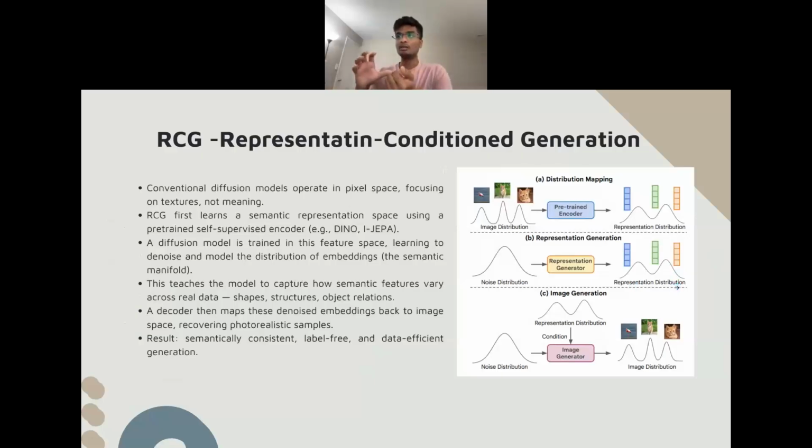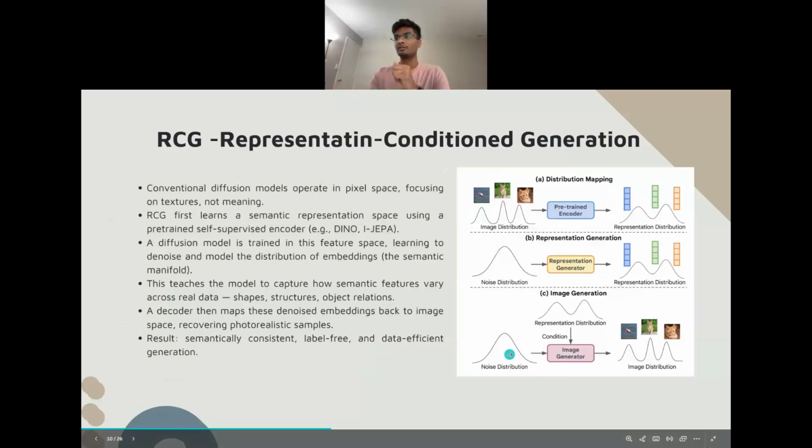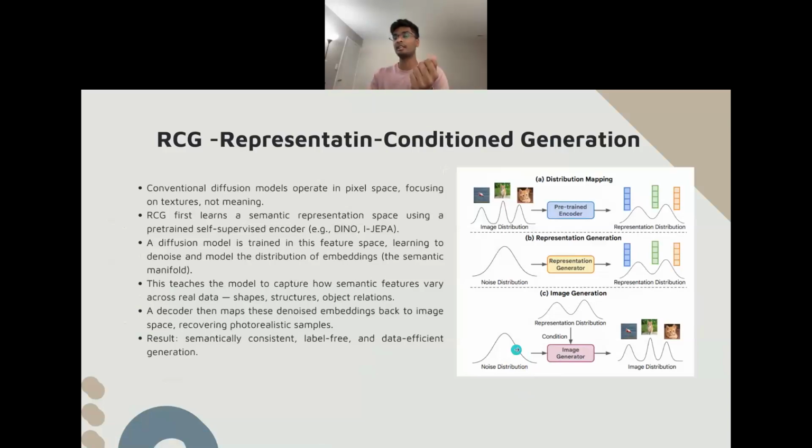Once they learn how the representation is distributed and how the data set is clustering each image, they use that information to condition the image generator. In diffusion models, basically, they completely destroy the entire image and then try to denoise the entire thing to get a final image. So they use this distribution, which they model with a diffusion model, to condition it better.